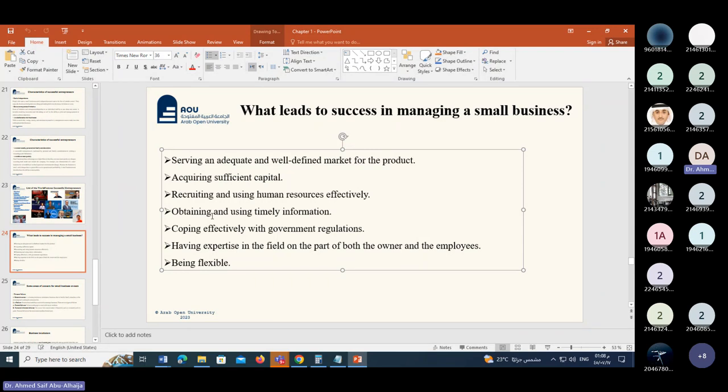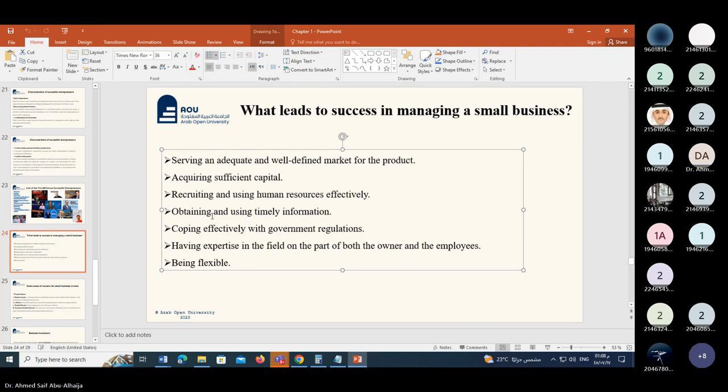Number four, obtaining and using timely information. Once you have a small business you need to make decisions every day. In order to make the decisions right you need what? You need information. Right information on time. So in order to make the right decisions about anything, about the location, about the market, about the marketing, about the operation, you need to have the right information on time about these things.